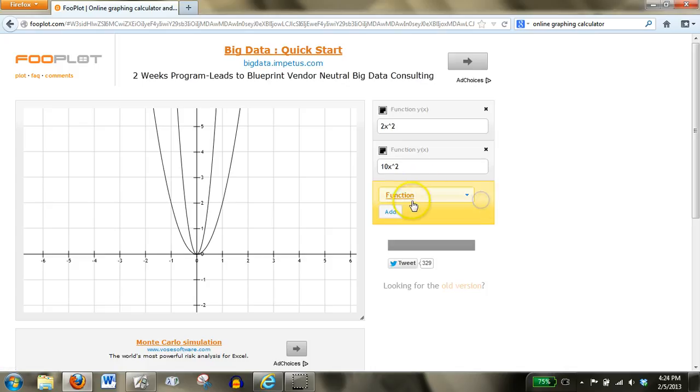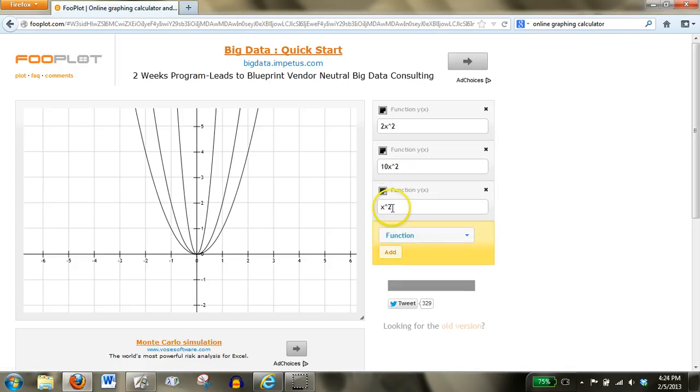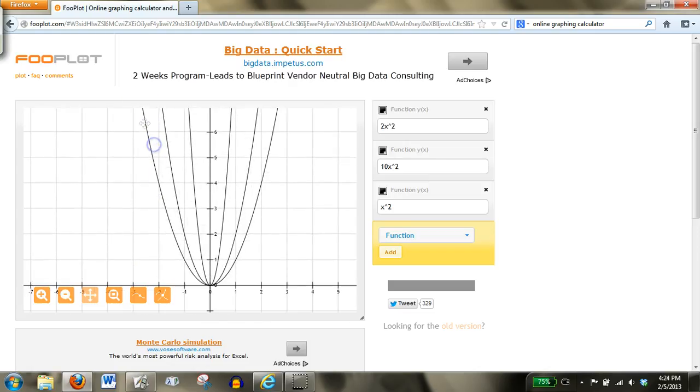Oh, I lost my parent graph. Let me just add one more here. There we go. So this outermost one is where we started, our parent graph, x squared, right here. And then we've got 2x squared, and then the inside, 10x squared. Notice what happens with our graph. The vertex and our axis of symmetry is the same, but notice how the parabola has narrowed down.